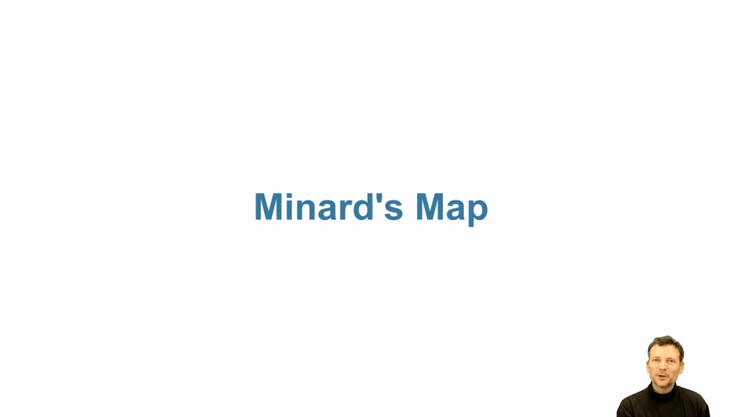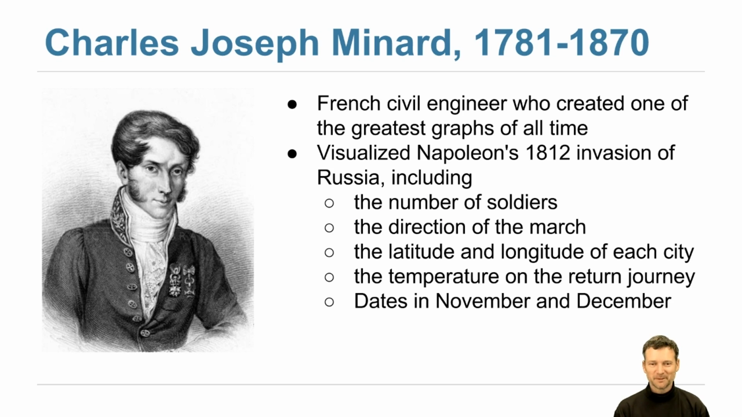At this point, I want to show you one of the most famous visualizations of all time. It's called Minard's map. It was created by this guy, Minard. And it's a way of visualizing Napoleon's ill-fated attempt at invading Russia. What makes this visualization so amazing and magical is the sheer amount of information that's packed into one image.